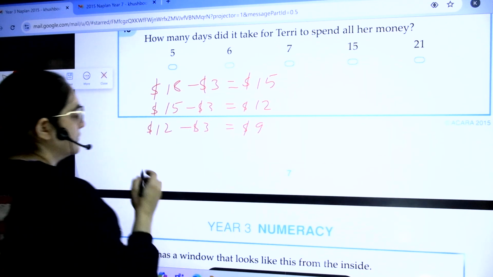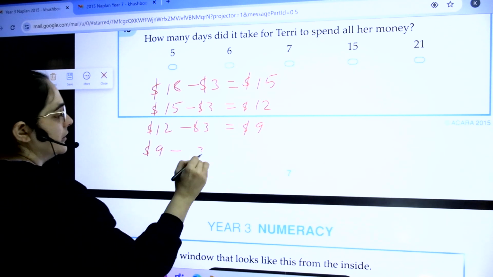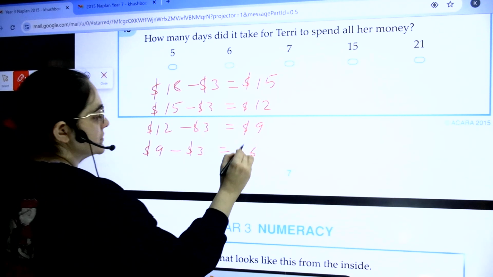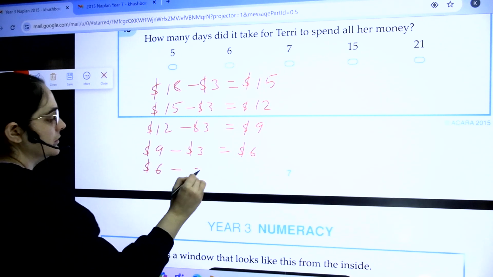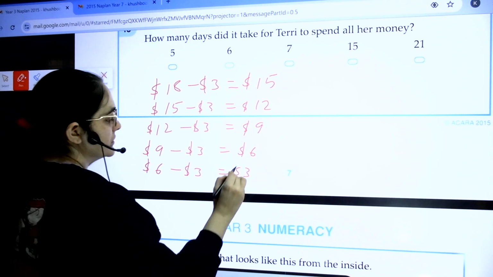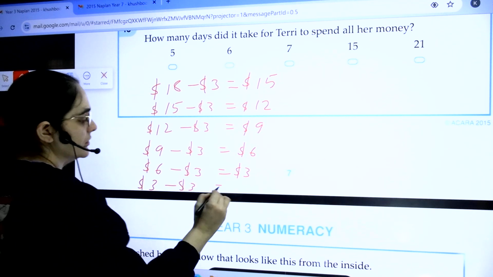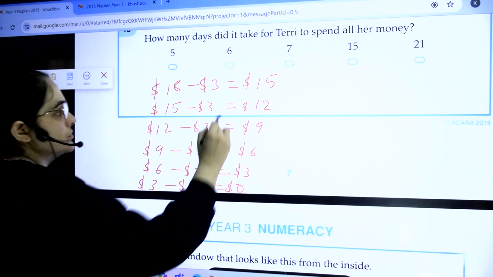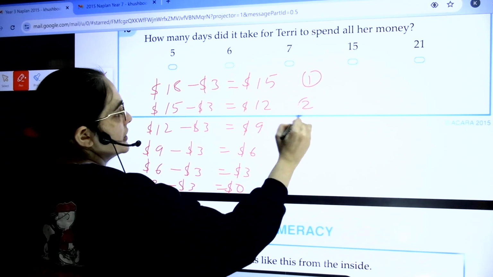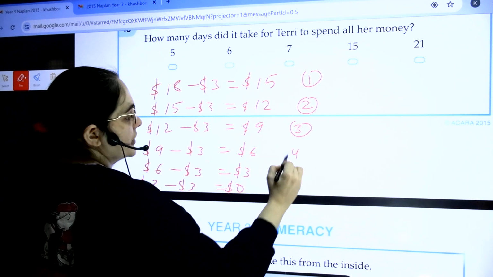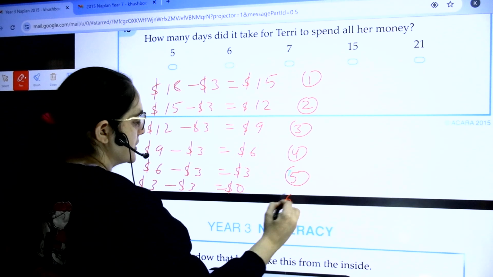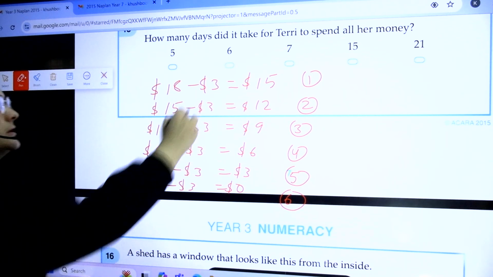She still has some money left. Take away $3 again, which is $6. Out of $6, $3 left, then she was left with $3. Take away $3 is $0. Okay, so 1 day, 2 days, 3 days, 4 days, 5 days, 6 days. So her money will last for 6 days.